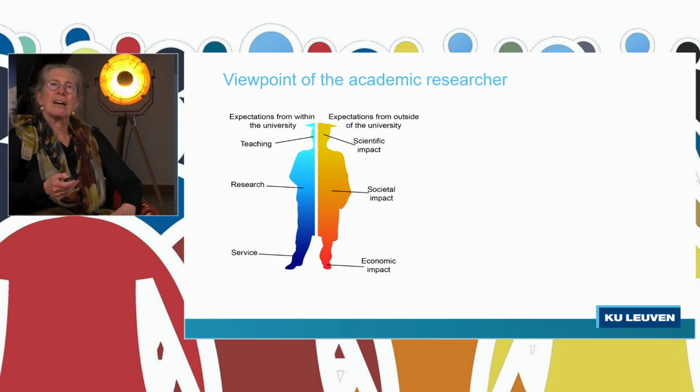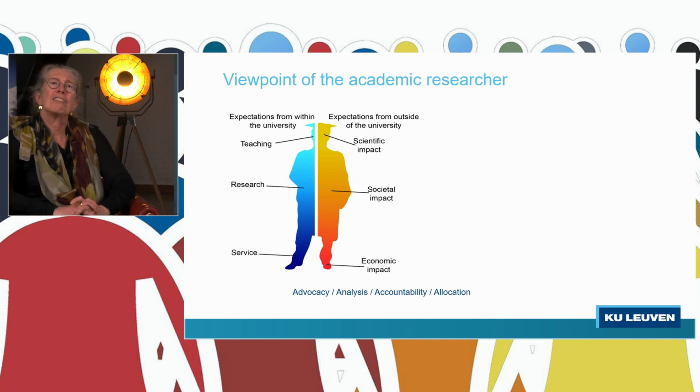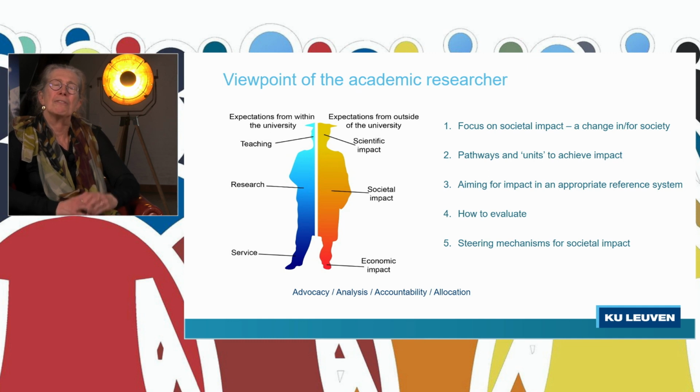And if you ask why people are interested, there's an interesting definition and description of why. To do advocacy for research, why it is important to society, to also analyze what we are doing and what the consequences of that are. Also accountability, we are using taxpayers' money. And finally, the one that people in the university will be more familiar with, allocation of funding.